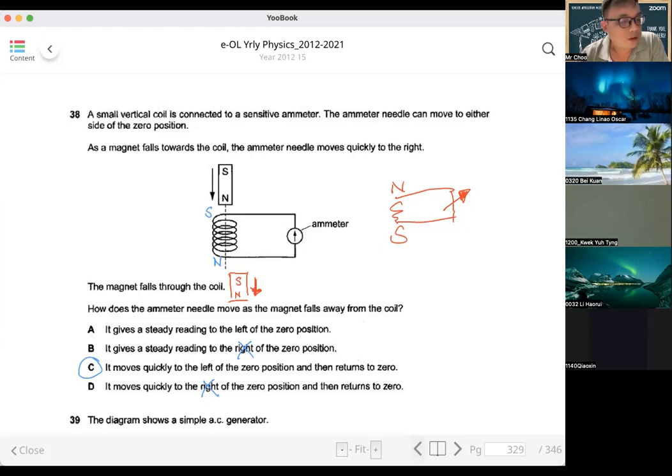Okay. So now everybody, can you give me the answer for question 38? Every one of you, give me your answer for question 38. Everyone. Thank you, Oscar. Thank you, Yiting. Thank you, Hao Rui. Bei Kwan, Ryan, and Xiaoxing, what's your answer for this question?